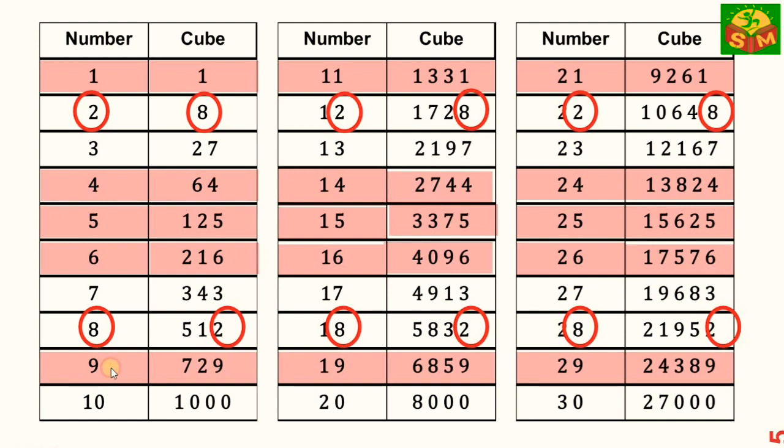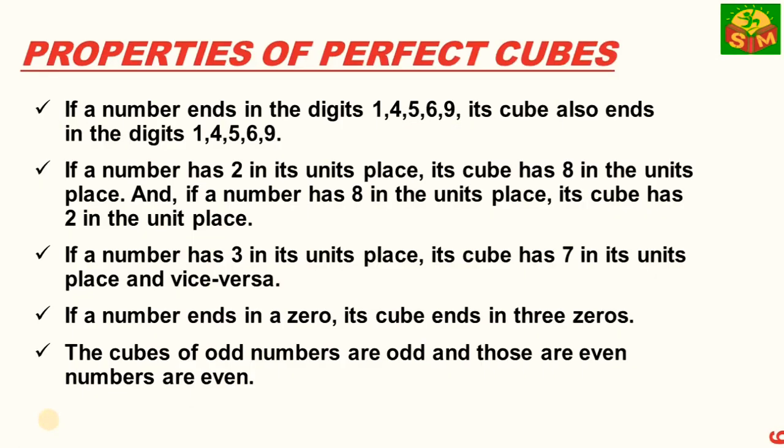If a number ends in 0, its cube ends in 3 zeros. And also, if a number has 7 in the units place, its cube has 3 in its units place, and the same repeats for 3. We can also observe that the cubes of odd numbers are odd and those of even numbers are even. Here I have noted down the properties of perfect cubes.